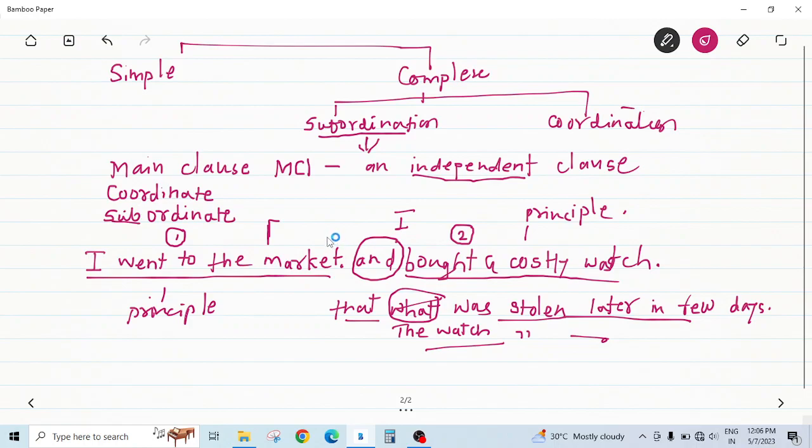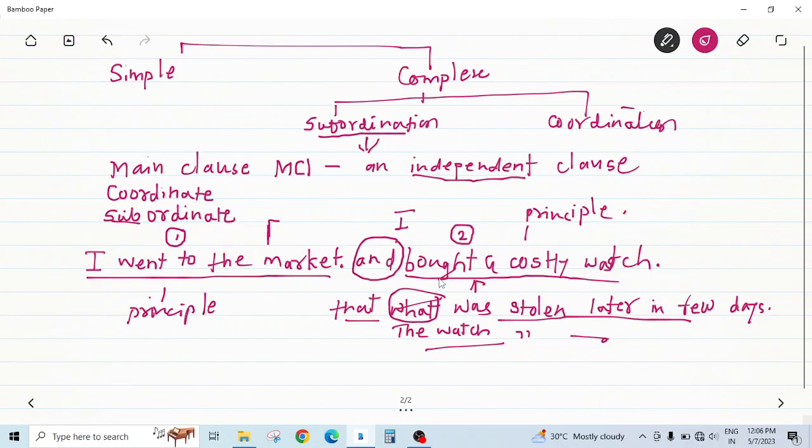So a subordinate clause is always a part of another clause. Now this clause, that was stolen later in few days, is part of this clause, I bought a costly watch. But these two simple clauses, I went to the market, I bought a costly watch, are joined by the coordination, and therefore this whole sentence becomes a complex sentence.